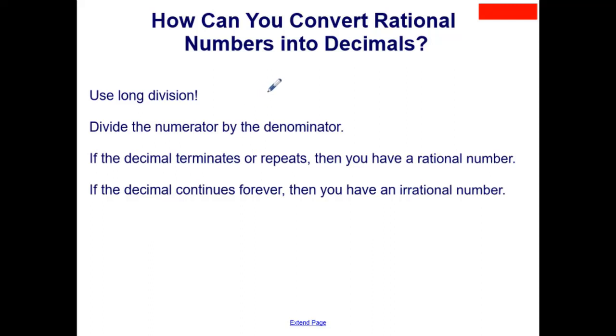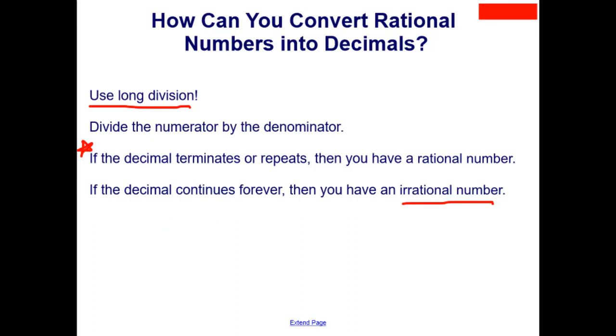How can you convert rational numbers into decimals? Again, we're going to use long division. That's the key: divide the numerator by the denominator. If the decimal terminates or repeats, then you have a rational number. If the decimal continues forever, then you have an irrational number, that new class.